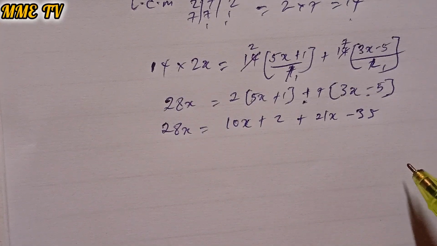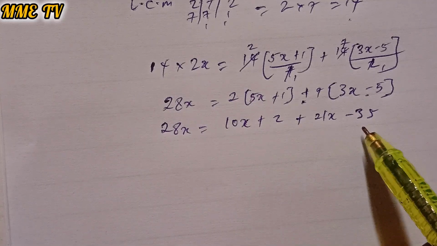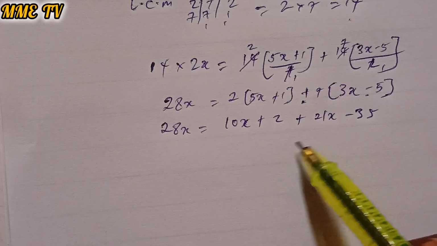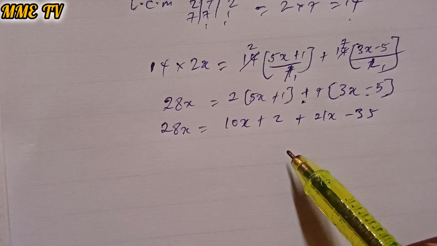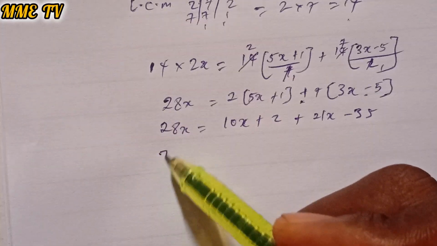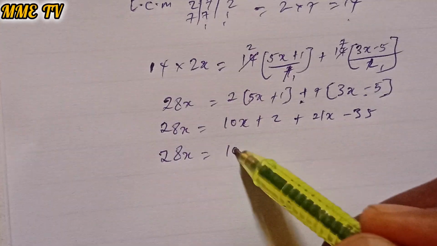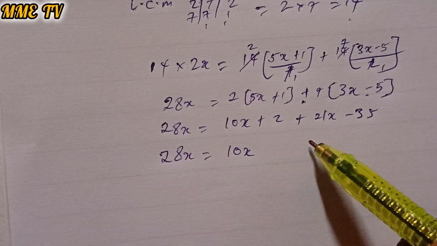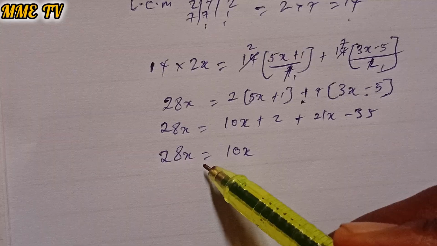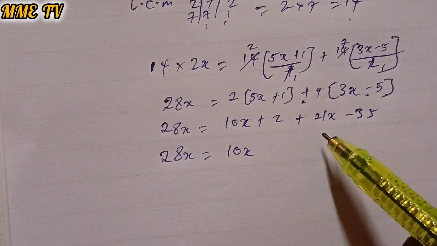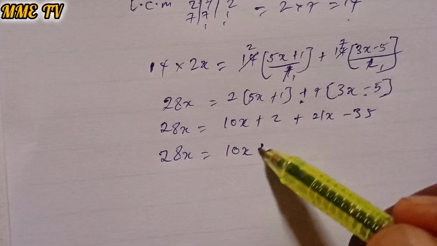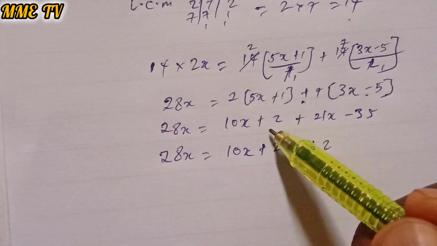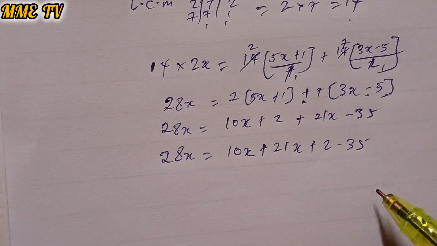Now you are going to collect the terms that look alike. You understand what I'm saying? By saying 28x is equal to 10x. This one will still come over here. You know also that they are not crossing the sign of equality, so the signs won't change. The signs will just be what they are. So 10x plus 21x, again plus 2, which is here, minus 35.